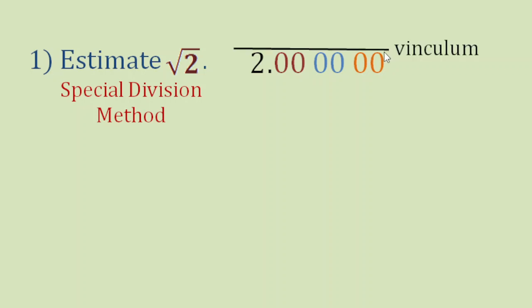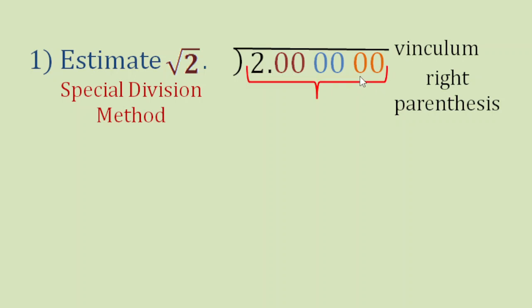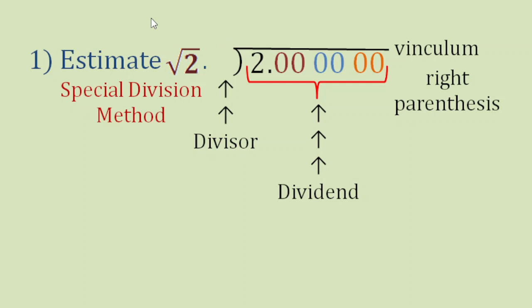Now, we need the vinculum, then the right parenthesis or the close parenthesis. And this number under the vinculum is the dividend, and the number we have on this side is the divisor, and the number above the vinculum is the quotient. Now we call this special division method because whatever number we place on our quotient, that's the same number we write as our divisor.